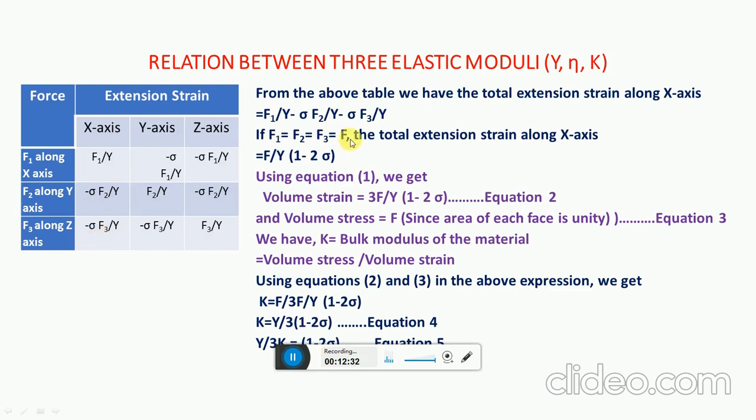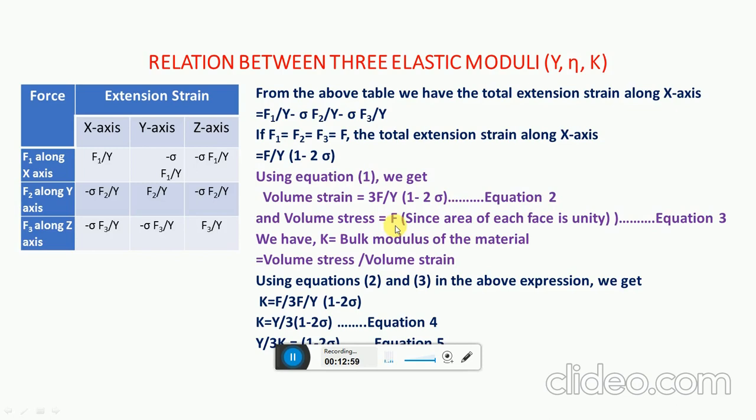But F1 is equal to F2 is equal to F3 is equal to F. Therefore, putting the values of F1, F2 each equal, we have F upon Y into (1 minus 2 sigma). Putting this value in equation number 1, we have volume strain is equal to 3F upon Y into bracket (1 minus 2 sigma), say equation number 2.